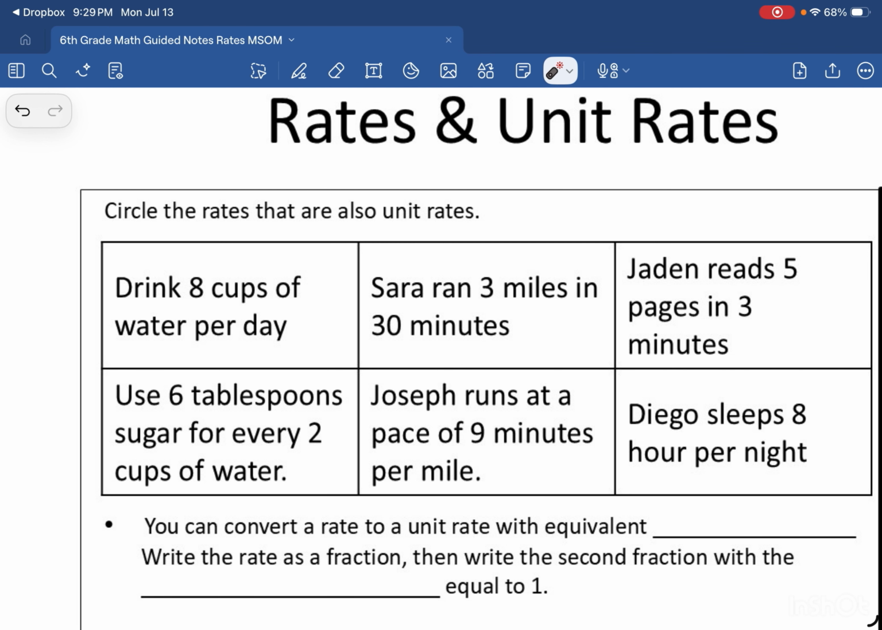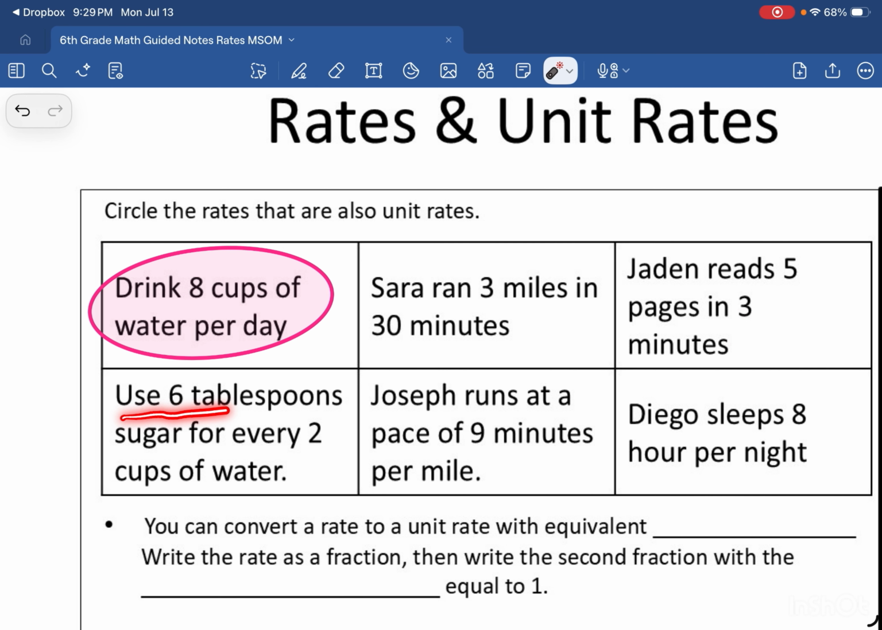Circle the rates that are also unit rates. Drinking 8 cups of water per day. This is a unit rate because it's per 1 day. Sarah ran 3 miles in 30 minutes. This is not a unit rate because it's for 30 minutes. Jaden reads 5 pages in 3 minutes. This is not a unit rate because the second quantity is 3.